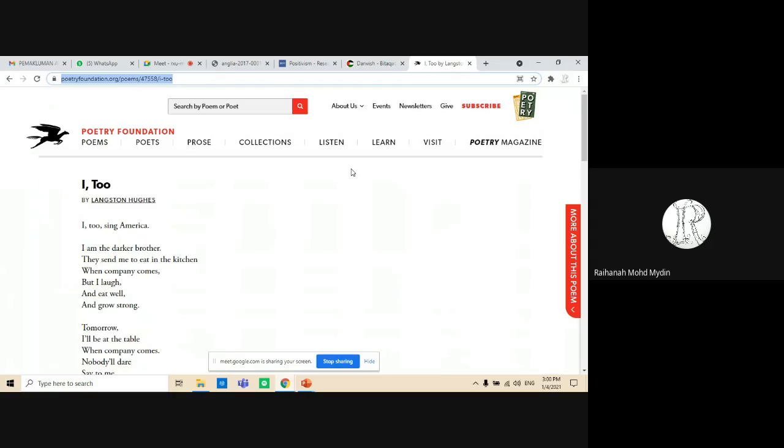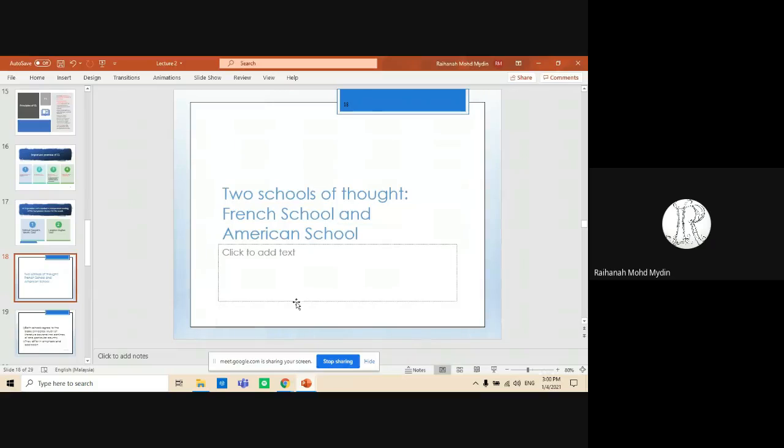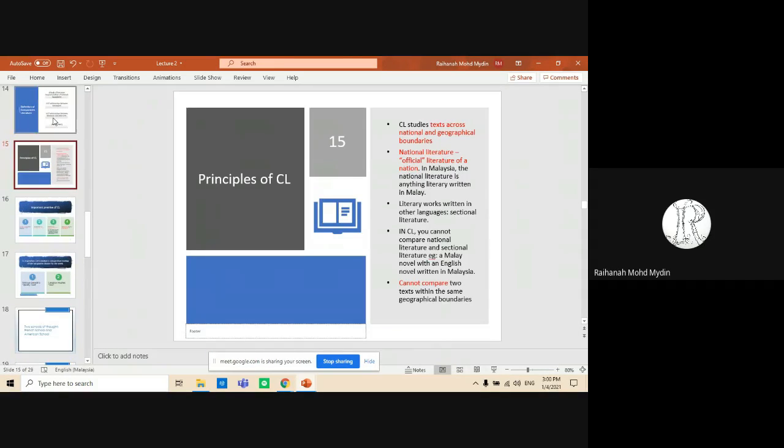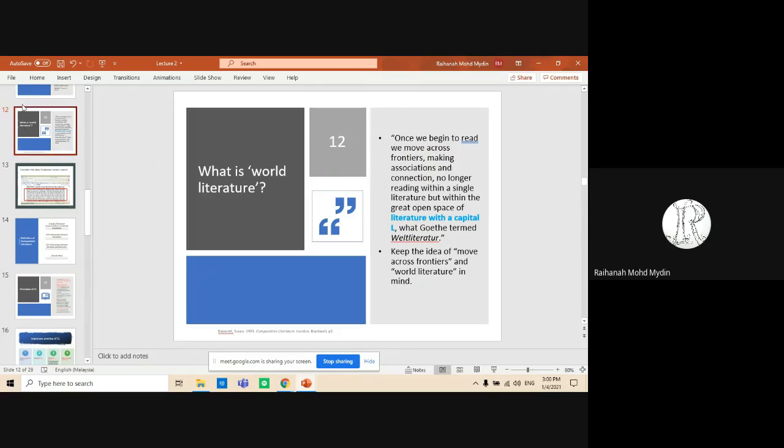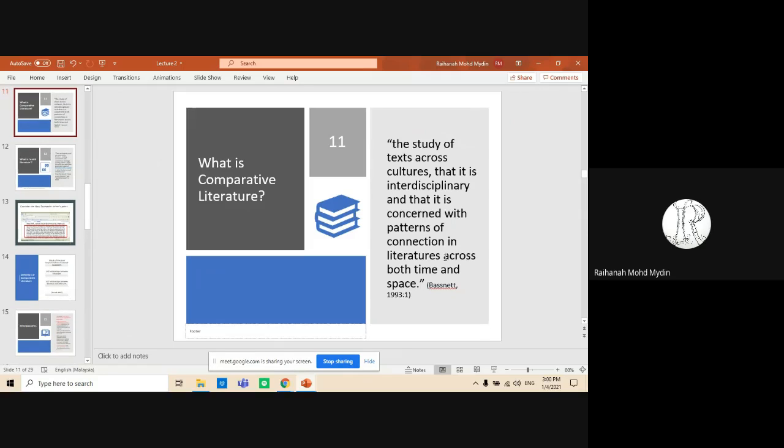Langston Hughes is a male African-American poet, from the 1930s. Mahmoud Darwish is a Palestinian male writer, and this poem is from the 1960s. And to reiterate, the two poems are literatures from across both time and space.